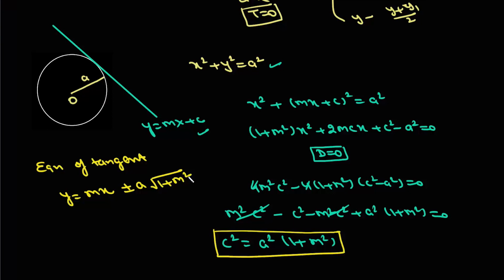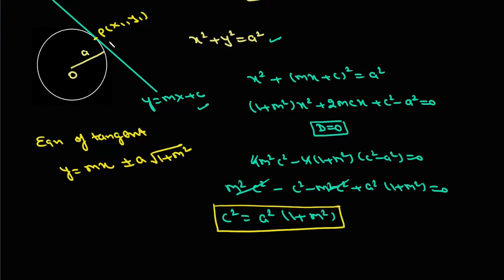Now we need to find the point of contact. So we have to find this point. Now suppose this point is x1 comma y1. Now we need to find x1 and y1. Now we already know if the point of contact is (x1, y1), then the equation of tangent is given by T equals 0. And how do we find the equation of tangent? Now this is our equation, S equals 0.